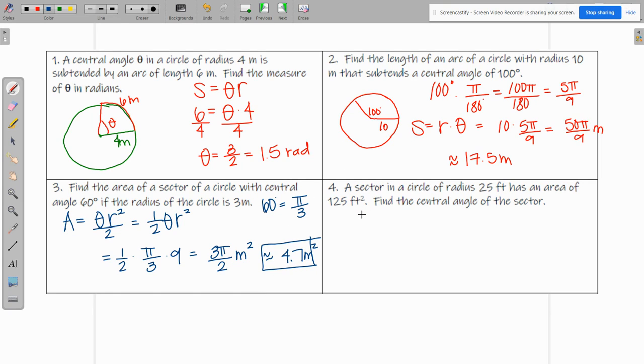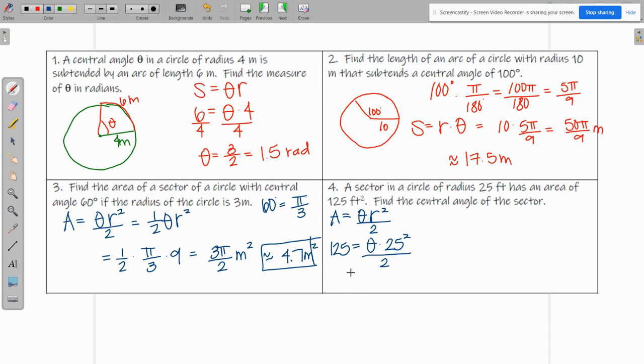And last, a sector in a circle of radius 25 feet has an area of 125 feet squared. Find the central angle of the sector. So if we utilize that area equals theta r squared divided by 2, we can substitute 125 in for the area. So area equals theta times our radius is 25, so 25 squared divided by 2.